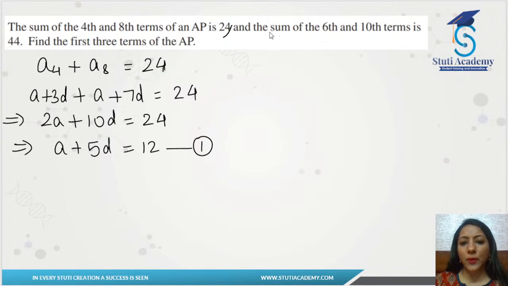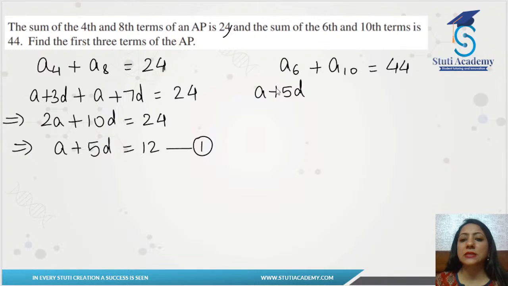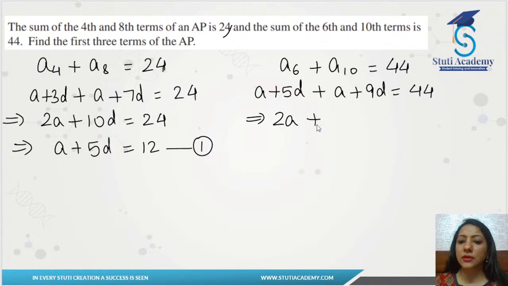Now proceeding further in the question, the sum of the 6th and 10th terms of this AP is 44. We'll be doing the same here and we'll get another equation. We have written this a6 as a plus 5d and a10 here can be written as a plus 9d, and this is 44. Now a plus a can be written as 2a, 5d plus 9d can be written as 14d, and this is 44.